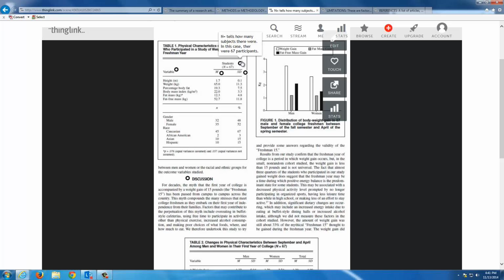And sometimes you'll see the letter N used here. This tells us how many subjects there were, so how many people participated. That information might be helpful for understanding some of the results.